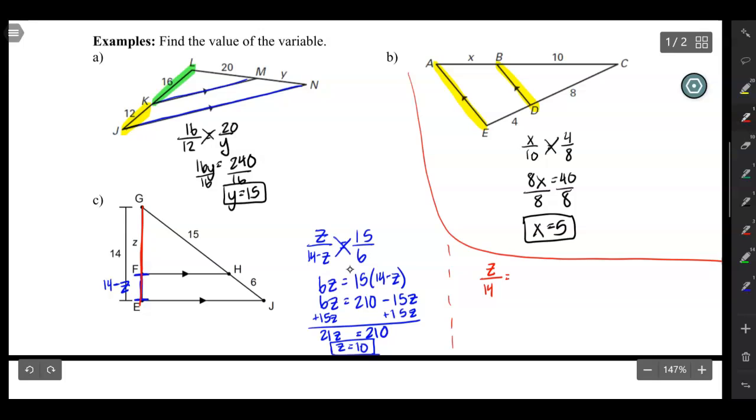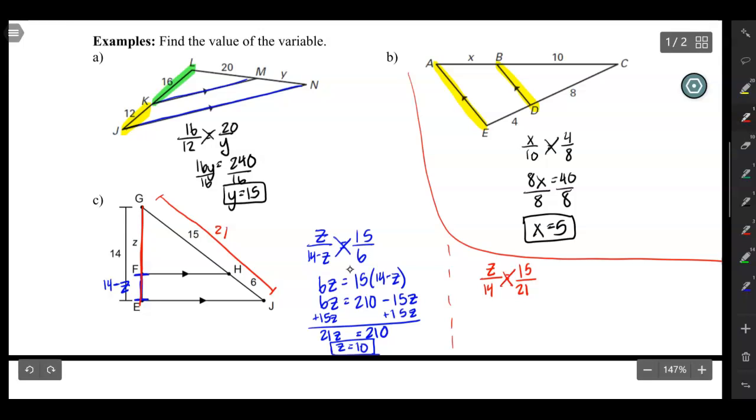On the other side, on my kind of diagonal side, I've got to do the diagonal length of the smaller triangle, which is 15, over the entire length. So that entire length right there is going to be 21. 15 plus 6 is 21.